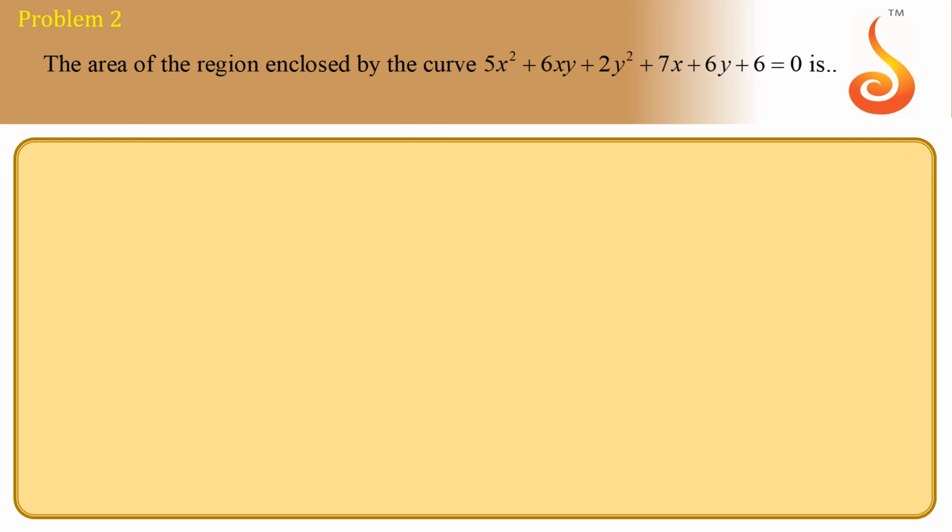Next problem. The area of the region enclosed by the curve 5x² plus 6xy plus 2y² plus 7x plus 6y plus 6 equals 0. So if you observe this curve, let us calculate delta with the formula abc plus 2fgh minus af² minus bg² minus ch². You will get delta not equal to 0. And what is the h² value? 9, and ab value is 10. So it represents an ellipse.